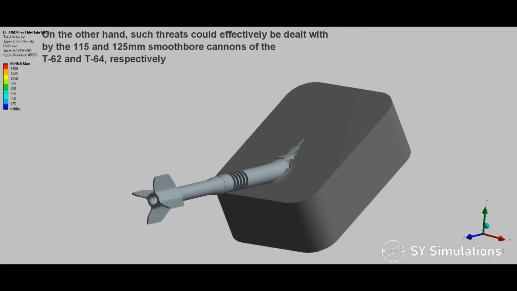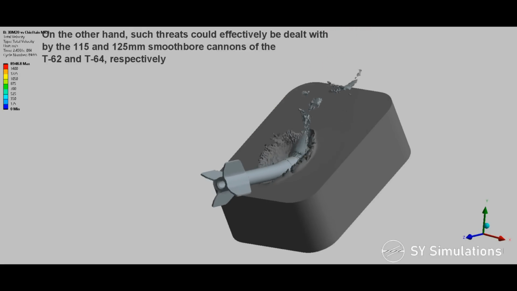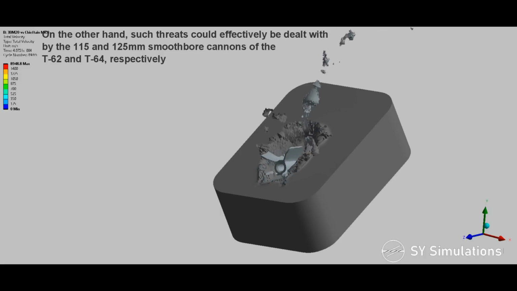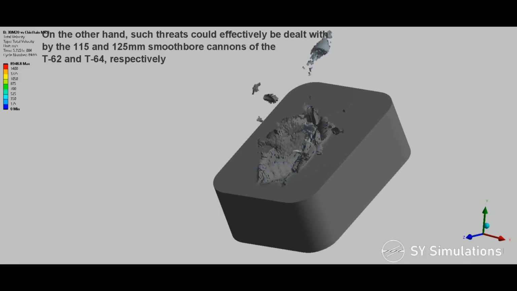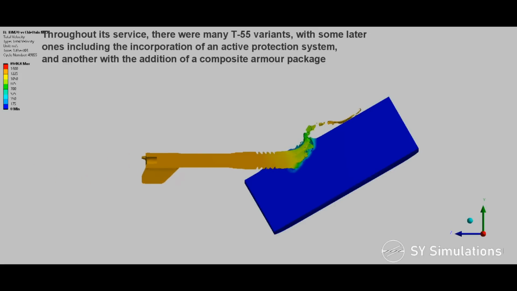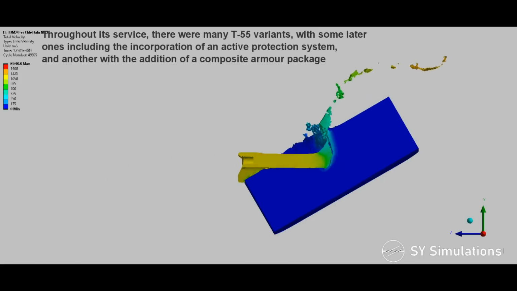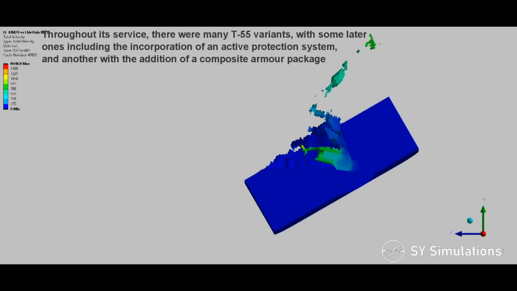On the other hand, such threats could effectively be dealt with by the 115 and 125mm smoothbore cannons of the T-62 and T-64, respectively. Throughout its service, there were many T-55 variants, with some later ones including the incorporation of an active protection system, and another with the addition of a composite armor package.